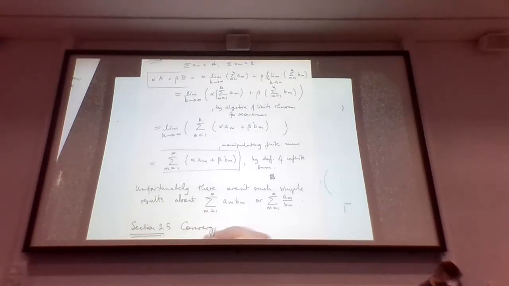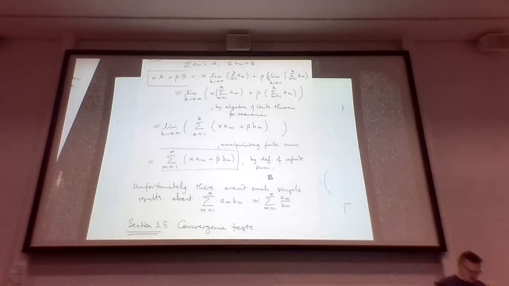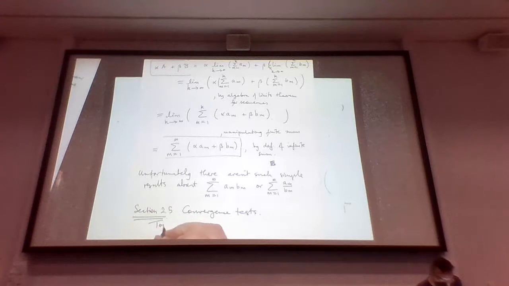So then we move into section 2.5, which is a large section which more or less occupies us for the rest of the chapter. And this is a whole bunch of convergence tests. So these are tools for judging the convergence or divergence of series.